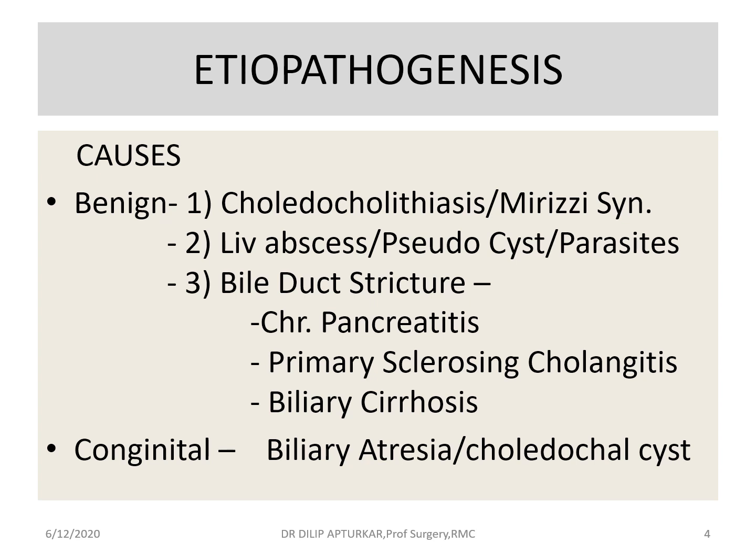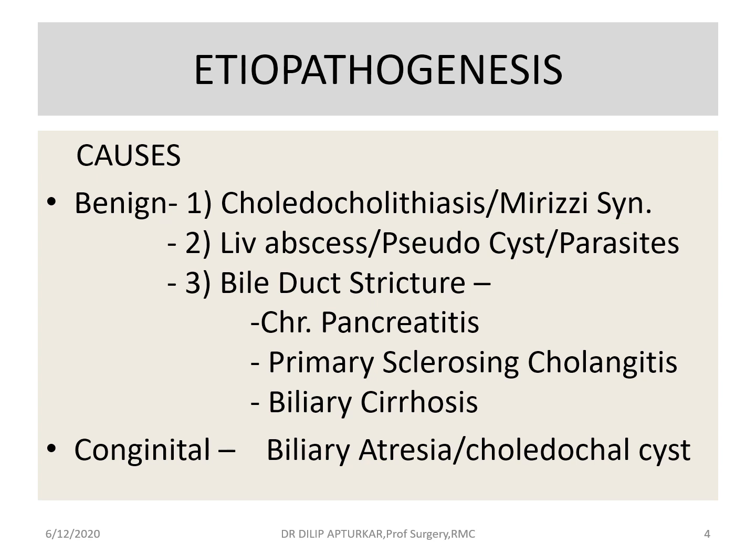Now coming to the etiologies, there are various causes. If we know what are the causes for surgical jaundice, then we can better treat it. Benign causes like choledocholithiasis, gallstone disease, Mirizzi's syndrome, choledochal fistula, liver abscess, pseudocyst, parasites like liver fluke, ascariasis or schistosomiasis, bile duct stricture due to any cause which may be traumatic, iatrogenic or post-inflammatory, post-radiation.